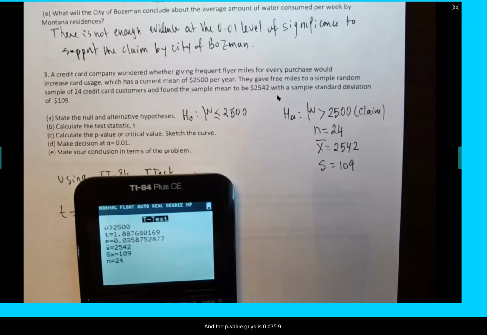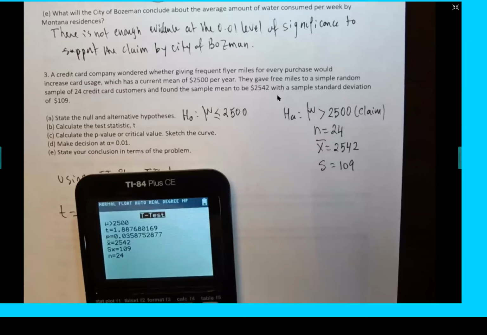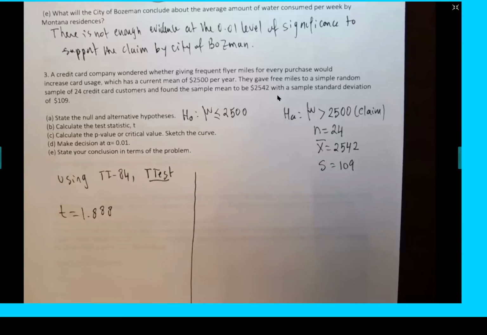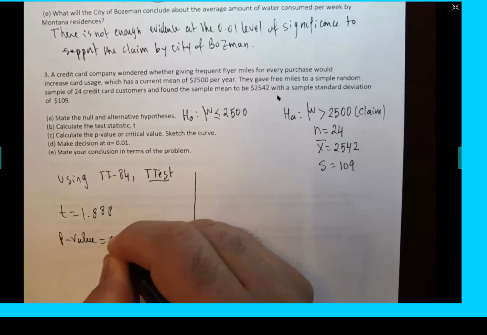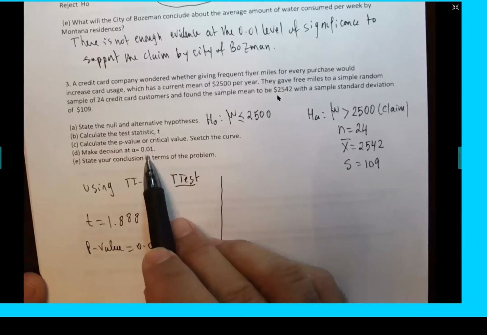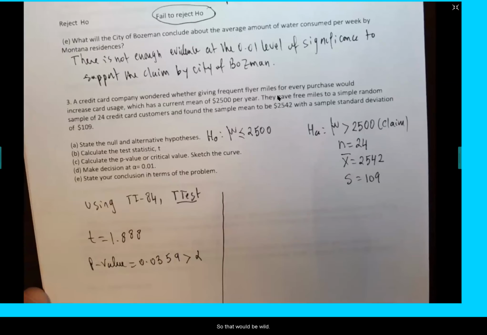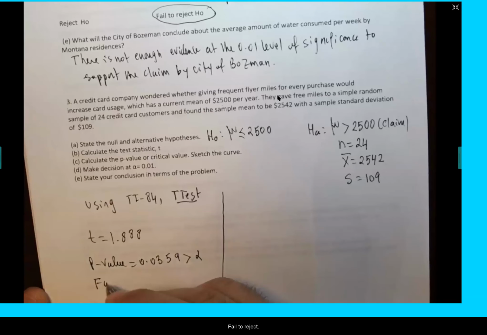And the p-value, guys, is 0.0359. Okay, what we're testing against, alpha is what? 0.01, guys. Do you guys agree with me that this is bigger than alpha? So that will be what? Fail to reject H0.